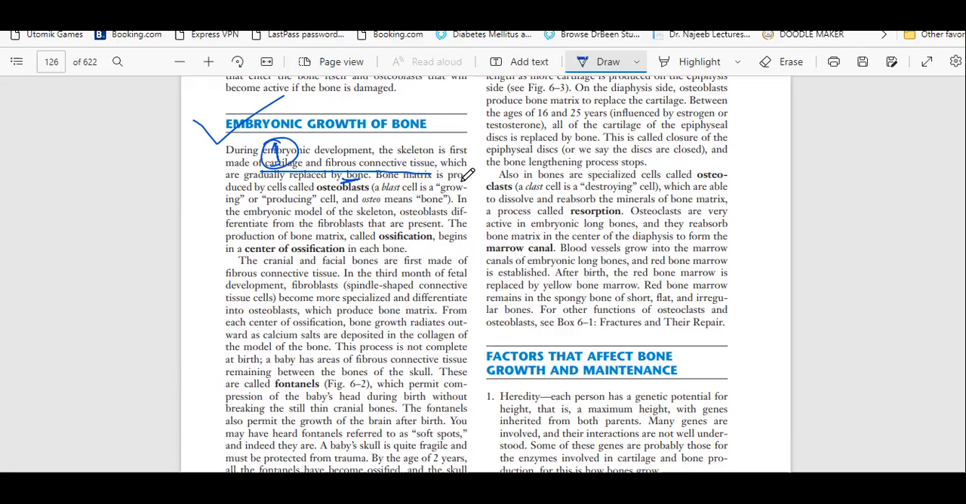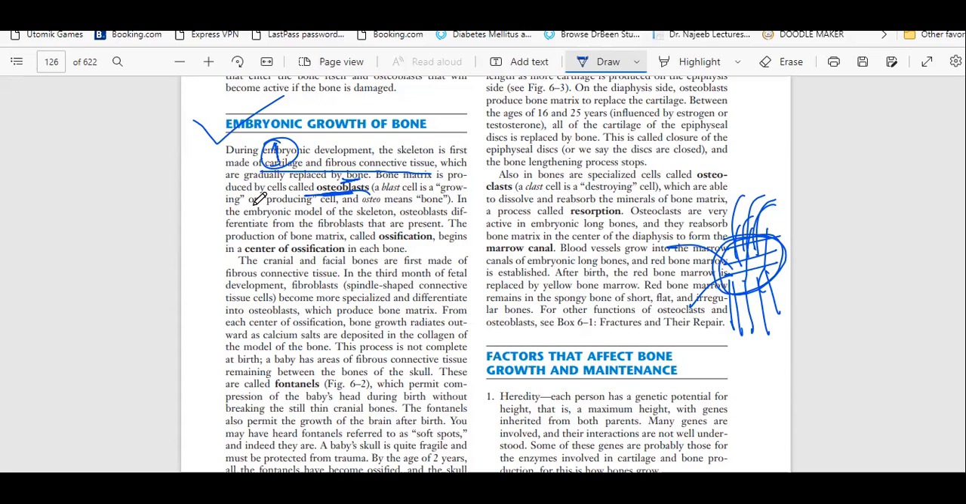Bone matrix. Bone matrix is produced by cells called osteoblasts. I told you in the earlier lecture that however we build a building with the help of iron rods, in that we pour the cement. So this is called the bone, and in the bone, this is called the matrix. In that area, you are depositing calcium. Whatever calcium you are eating is deposited in that area. You have to remember that.